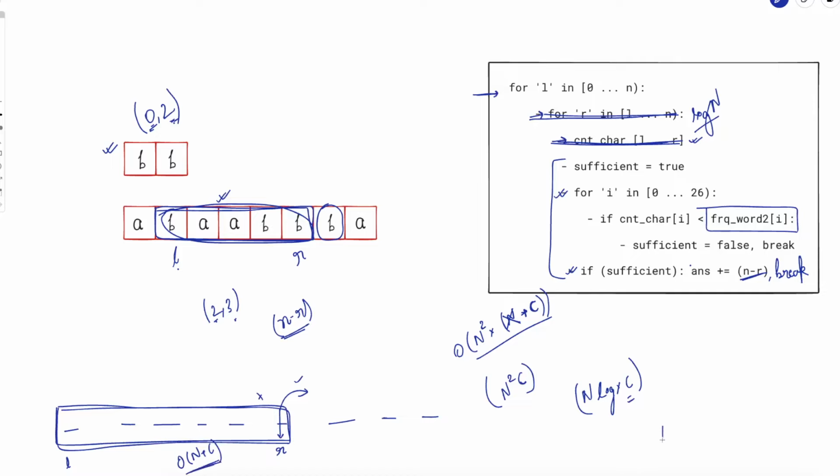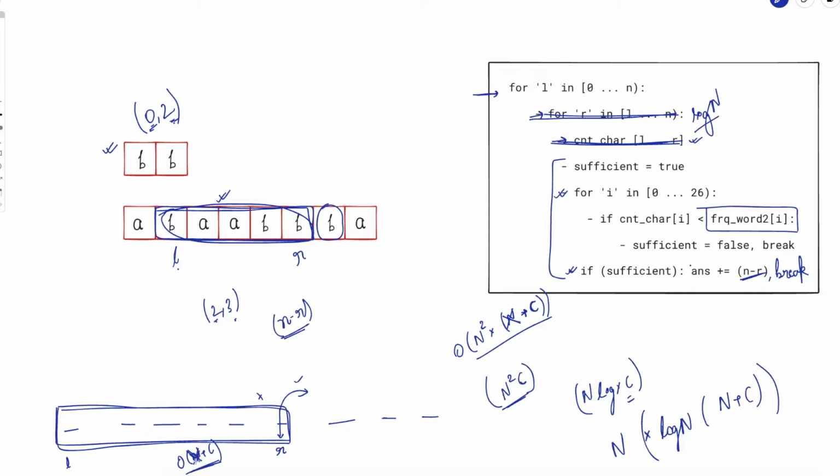So overall, you would be doing log n multiplied by n plus c operations to just figure out r. And once you have r, you will increment n minus r to your answer, and you will do it for every possible L. So overall complexity would be n log n multiplied by n plus c, which is even worse than n square c, right? So obviously you can't afford this n here for sure.